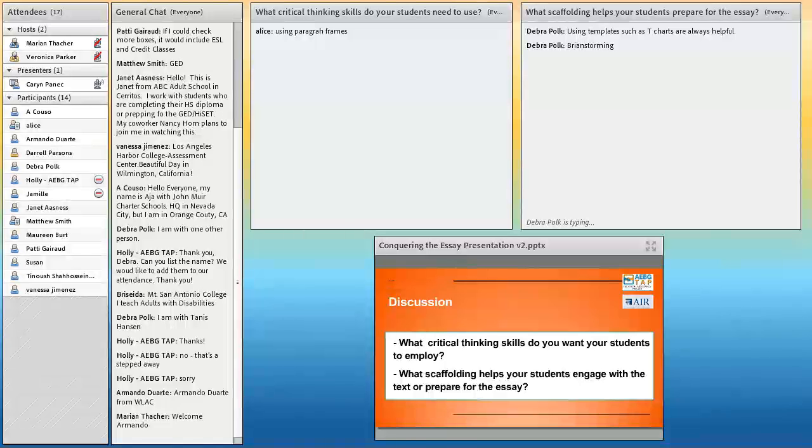So I find different ways to have my students work in groups or with pairs. Think, pair, share is one that we can use. And I was wondering from you what kind of engagement techniques. How do you get the students to work with the text?